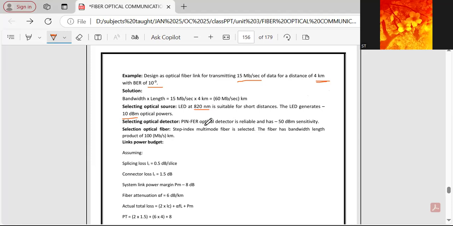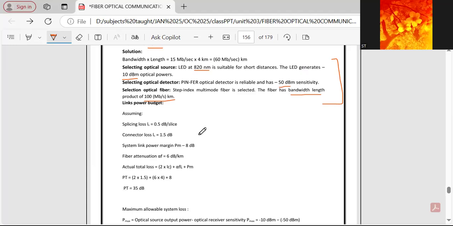Now we select a PIN diode as the optical detector having minus 50 dBm sensitivity. And we have selected a step index multimode fiber, and here we are calculating the bandwidth length product. These are the parameters that we have selected, and there may be a few examples where these parameters are given. If given, then use those parameters. If not given, then you can select the parameters.